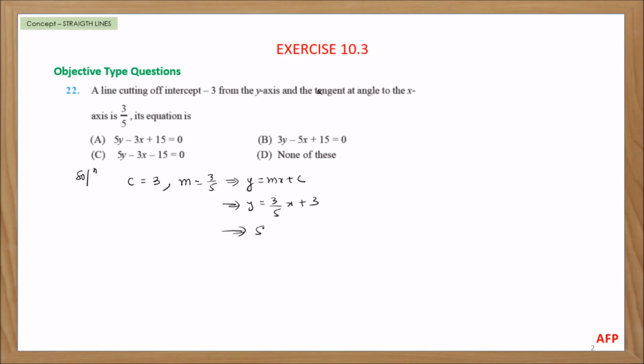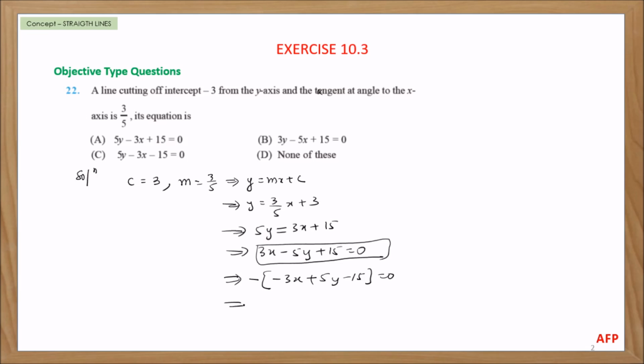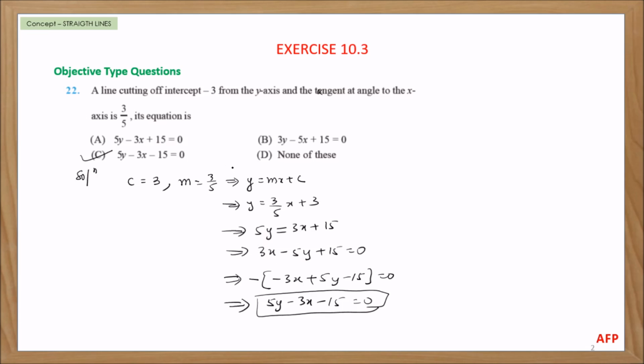So when you take LCM, 5y is equals to 3x plus 15. If you take it to the other side, 3x minus 5y plus 15 is equals to 0. Minus sign common, which can also be written as 5y minus 3x minus 15 is equals to 0. Okay, this you can take as a solution. Which option does it follow? So your C option it follows.